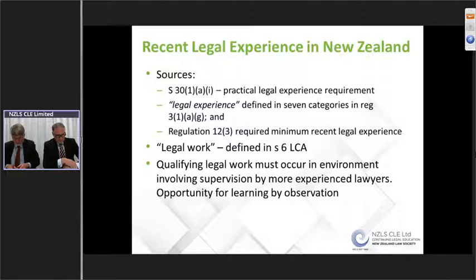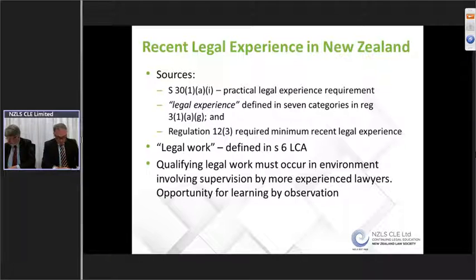If you look at Regulation 3, and incidentally all of the regulations and sections 30 and 31 are in the paper for this webinar, Regulation 3, 1A to G is the various categories of legal experience, and Regulation 12.3 is the requirement that the lawyer must have had at least the required minimum amount of recent legal experience. You then go back to the definitions provision to determine what the required minimum amount is, and that's your 3 years out of the last 5. I'll focus on that at the moment.